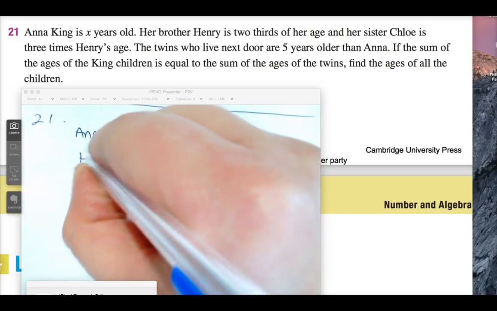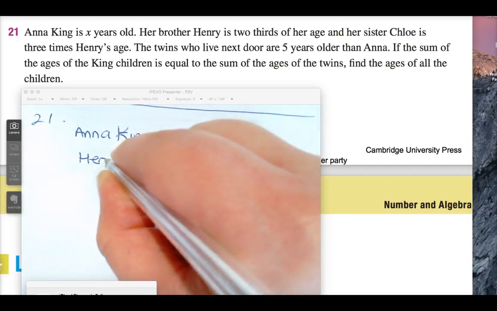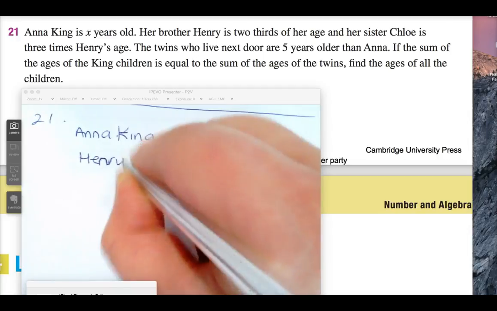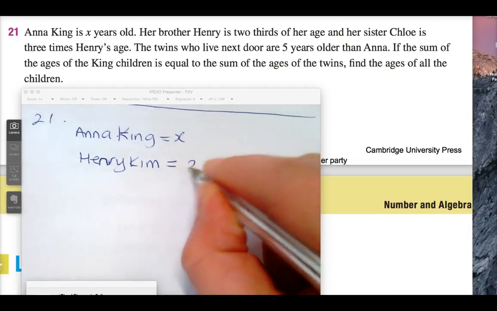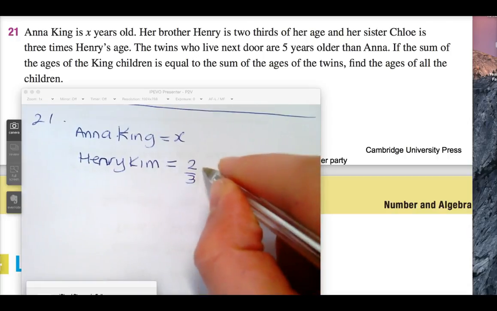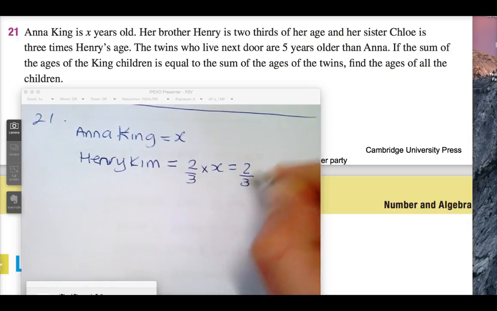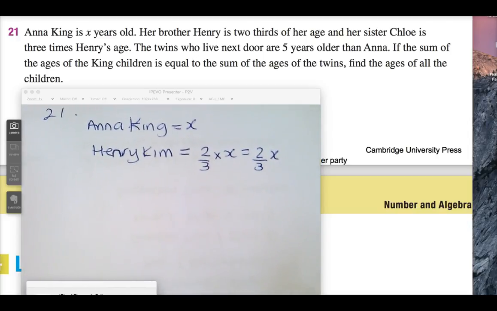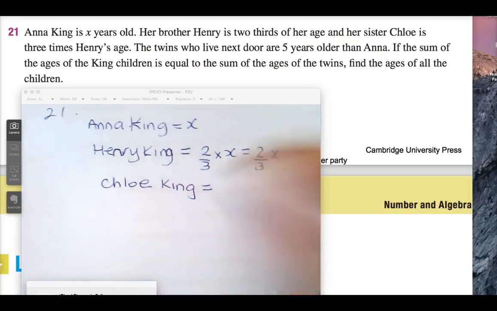Henry. Anna King is x, her brother Henry, that's Henry King, is 2/3 of her age. So what do I do? 2/3 of x, which is 2/3 x. It's not Kim, it's King. Right, the next one. King. She's a King as well.